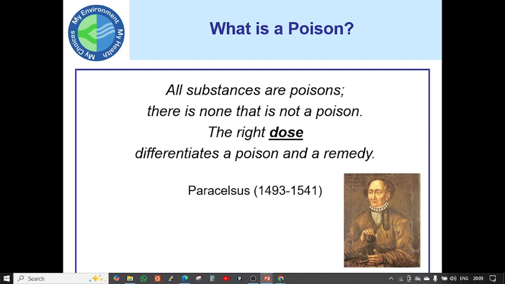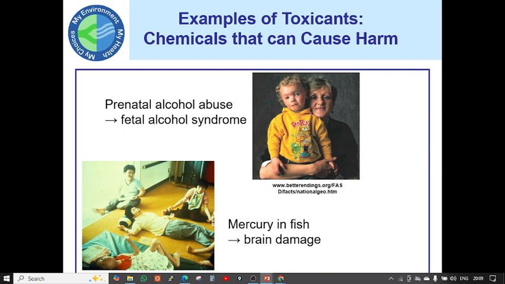So for poison, there is no such exact definition. So this is the poison. Examples of toxicant chemicals that can harm: parental alcohol abuse. I already told you that when you consume alcohol in a lower quantity, it can be good for health. Doctors also prescribe very low quantities. But when that same alcohol is consumed in a huge quantity, it is also very harmful to health.